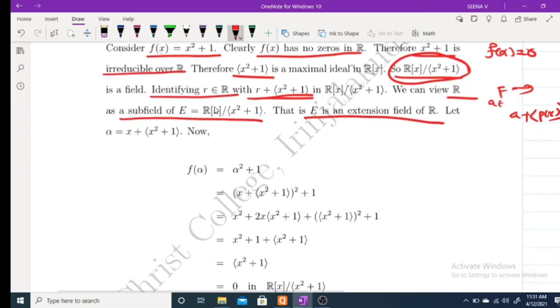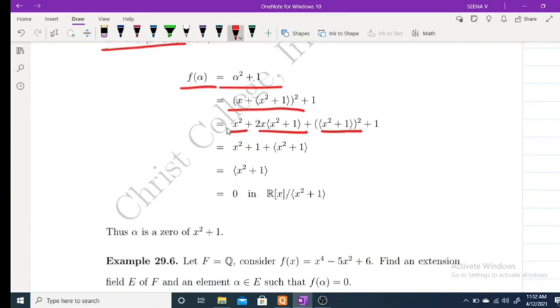Now, if you take alpha equal to x plus the ideal generated by x square plus 1, what is f(alpha)? Alpha square plus 1. That is (x plus the ideal) whole square plus 1, which is x square plus 1 plus the ideal generated by x square plus 1. Because x square plus 1 is clearly in the ideal generated by x square plus 1, this is equal to the ideal, which is equal to 0 in R[x] over the ideal generated by x square plus 1. That is, alpha is a zero of x square plus 1.